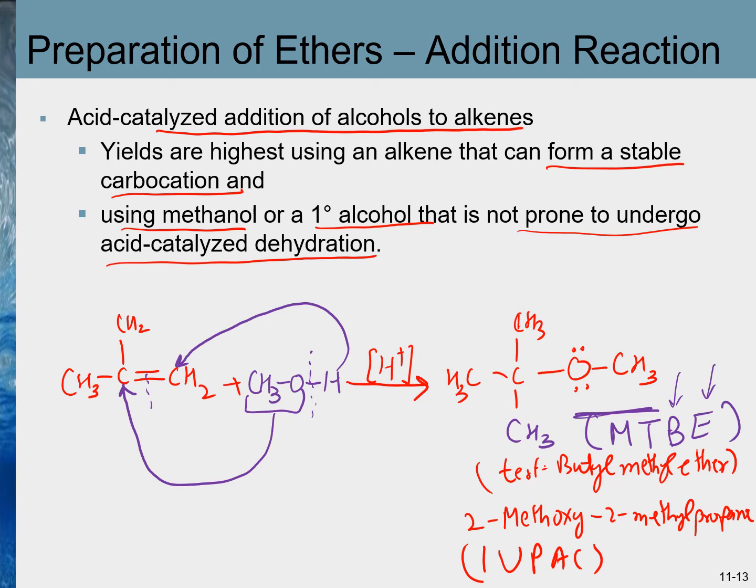At one point, MTBE was used as the additive to gasoline. A blend of 15% MTBE was actually better than alcohol. So it would ensure that gasoline completely combusts, and it was doing its job really well.